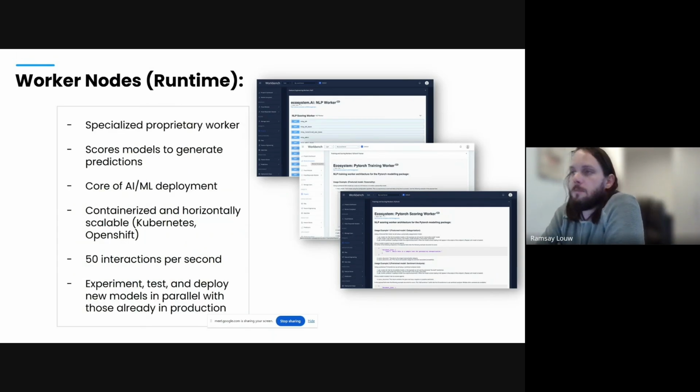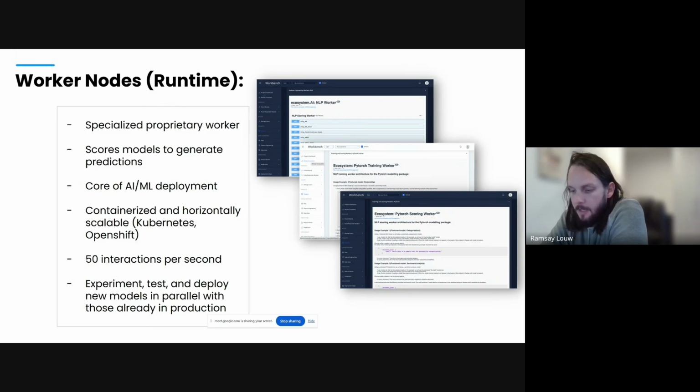So this is our core deployment worker. This is the kind of worker that we use to score any models that were trained, and run any kind of real-time dynamic models. All of these things get scored and interacted with through the runtime worker. What makes this great is that it's completely containerized, and because of the worker architecture, it's completely horizontally scalable.